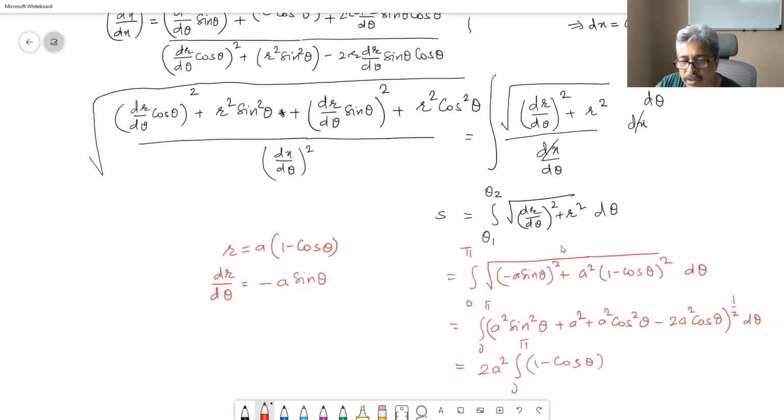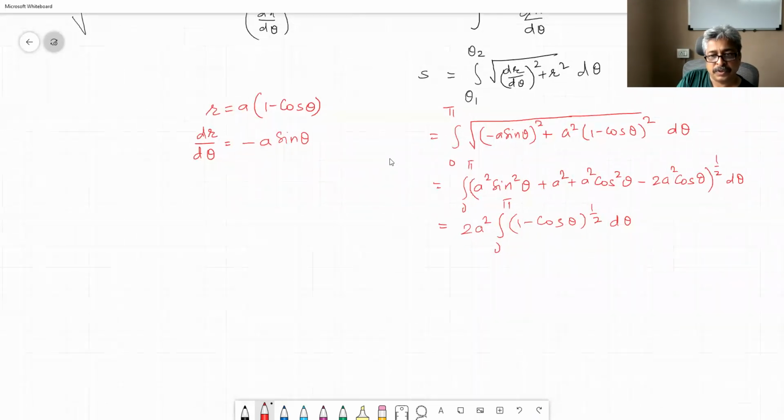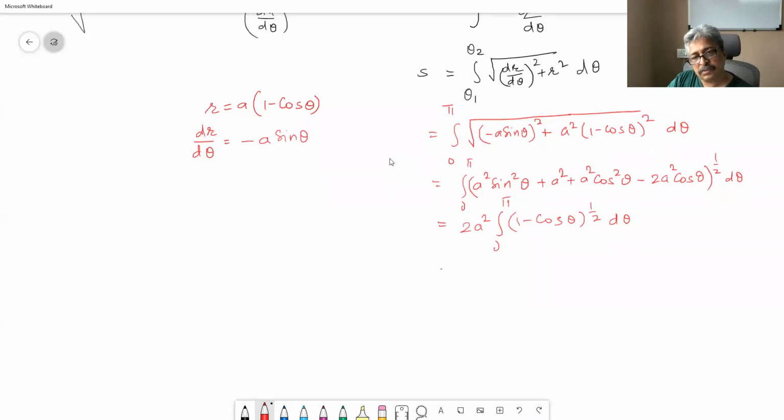cos theta, raised to half d theta is equal to, 1 minus cos theta is 2 sin square theta by 2.